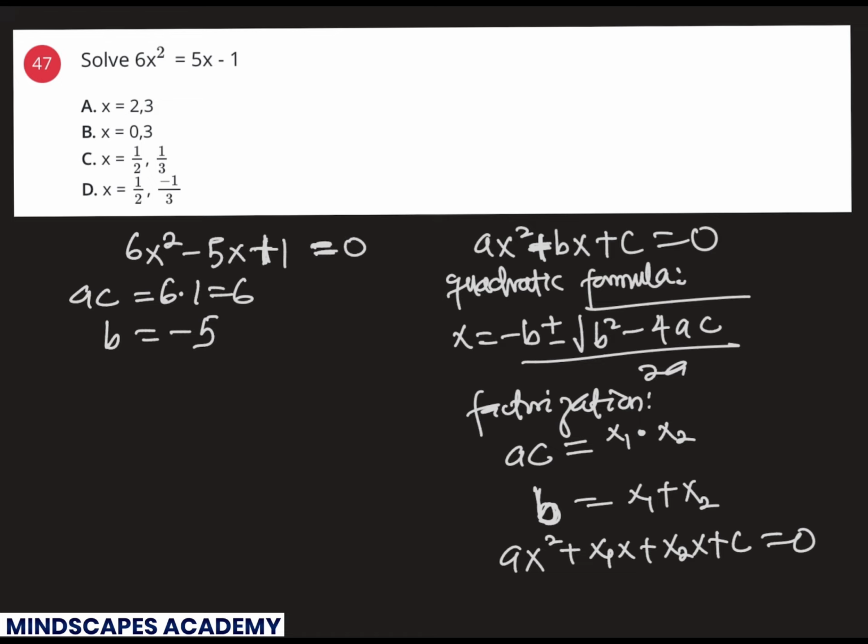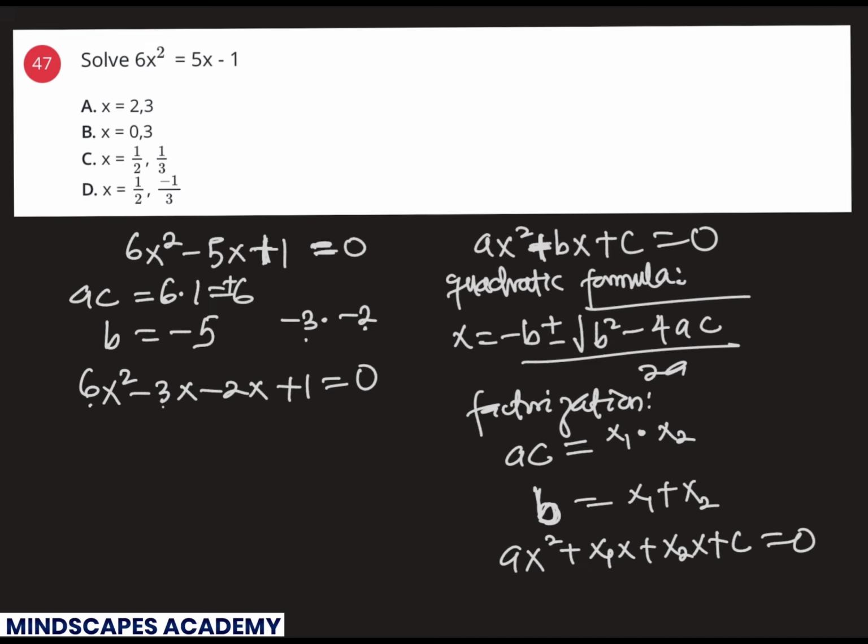So we need two numbers that will multiply to have positive 6, and add to have negative 5. You know that those two numbers are negative 3 and negative 2. So negative 3 times negative 2 will give us positive 6, and negative 3 plus negative 2 will be negative 5. So now we substitute. So that is 6x squared, and you can use any one first, negative 3 or negative 2, anyone works. So that is negative 3x, negative 2x plus 1 equals 0.